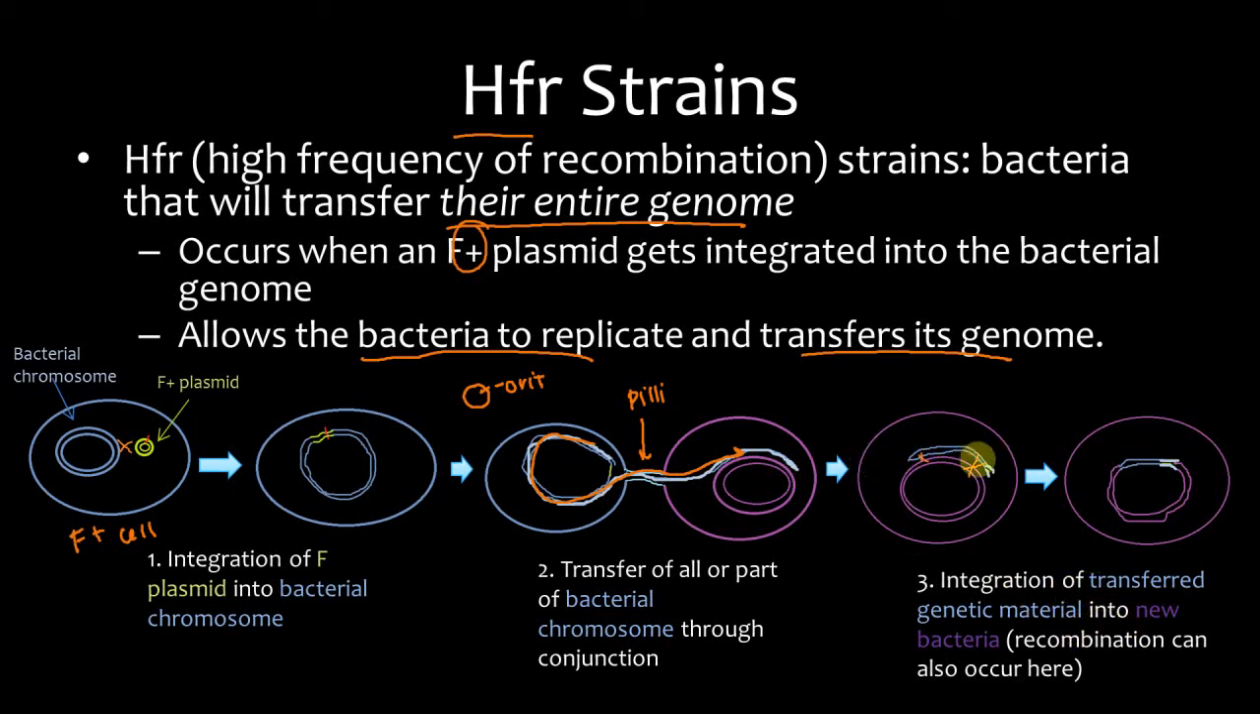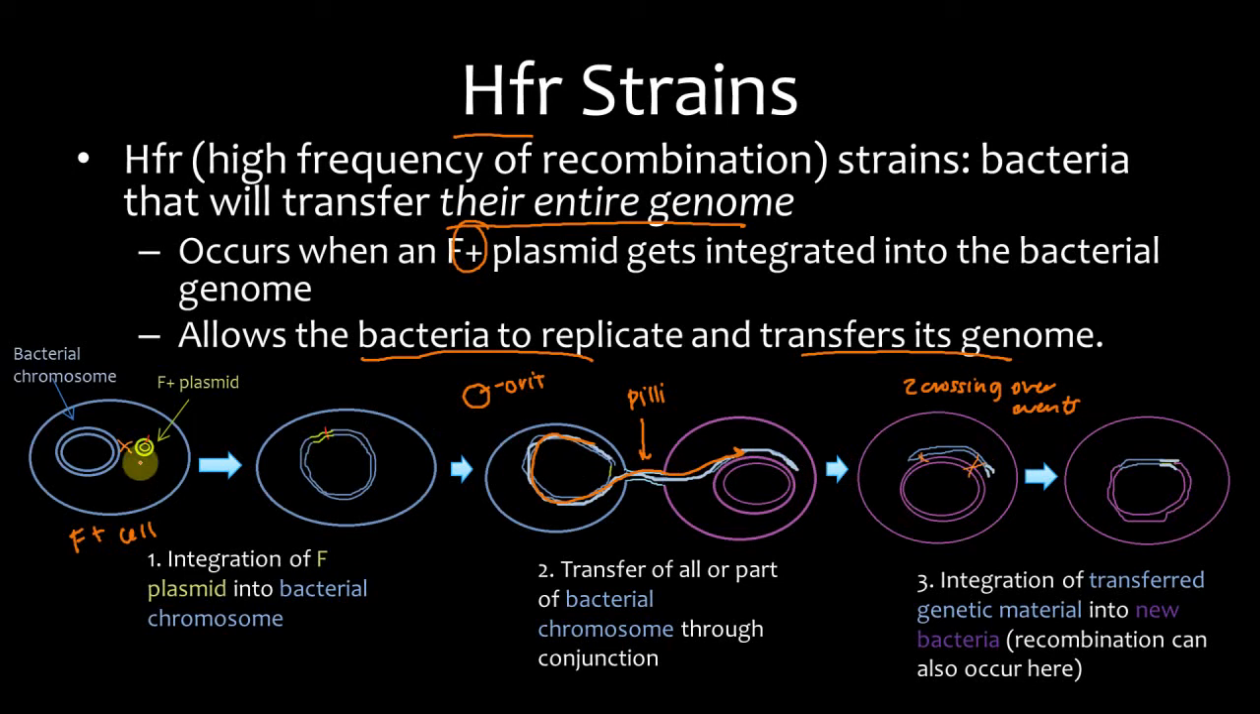So the new genetic material is double-stranded, and that's just going to get spliced using two crossing over events, or two integration events, to get integrated finally into this bacteria.